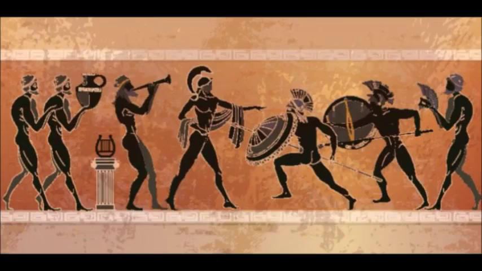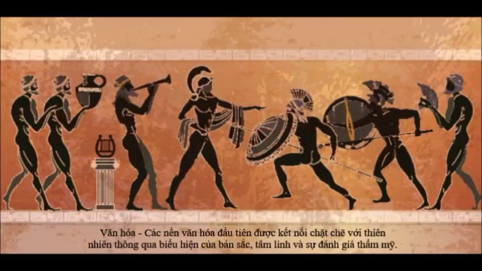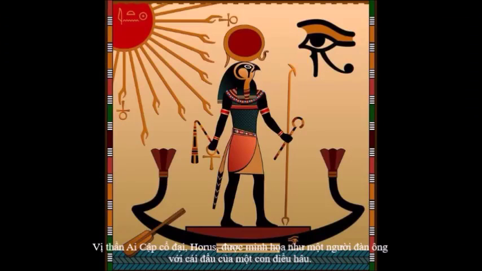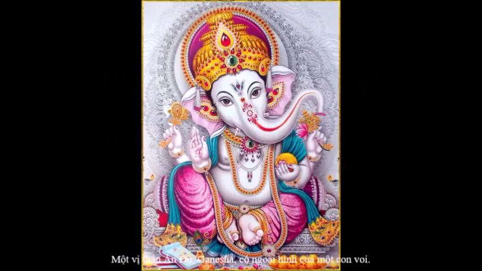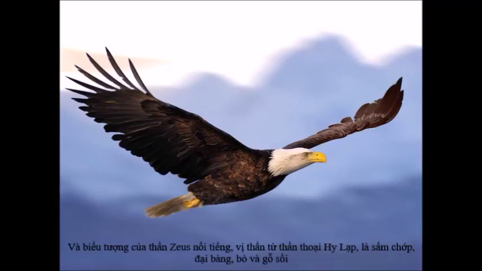Fourth, cultural. The earliest cultures are closely connected to nature through the expression of identity, spirituality, and aesthetic appreciation. Ancient Egyptian god Horus is illustrated as a man with the head of a hawk. An Indian god Ganesha has the appearance of an elephant, and the famous Zeus, the god from Greek myth, has symbols of a thunderbolt, eagle, bull, and oak.